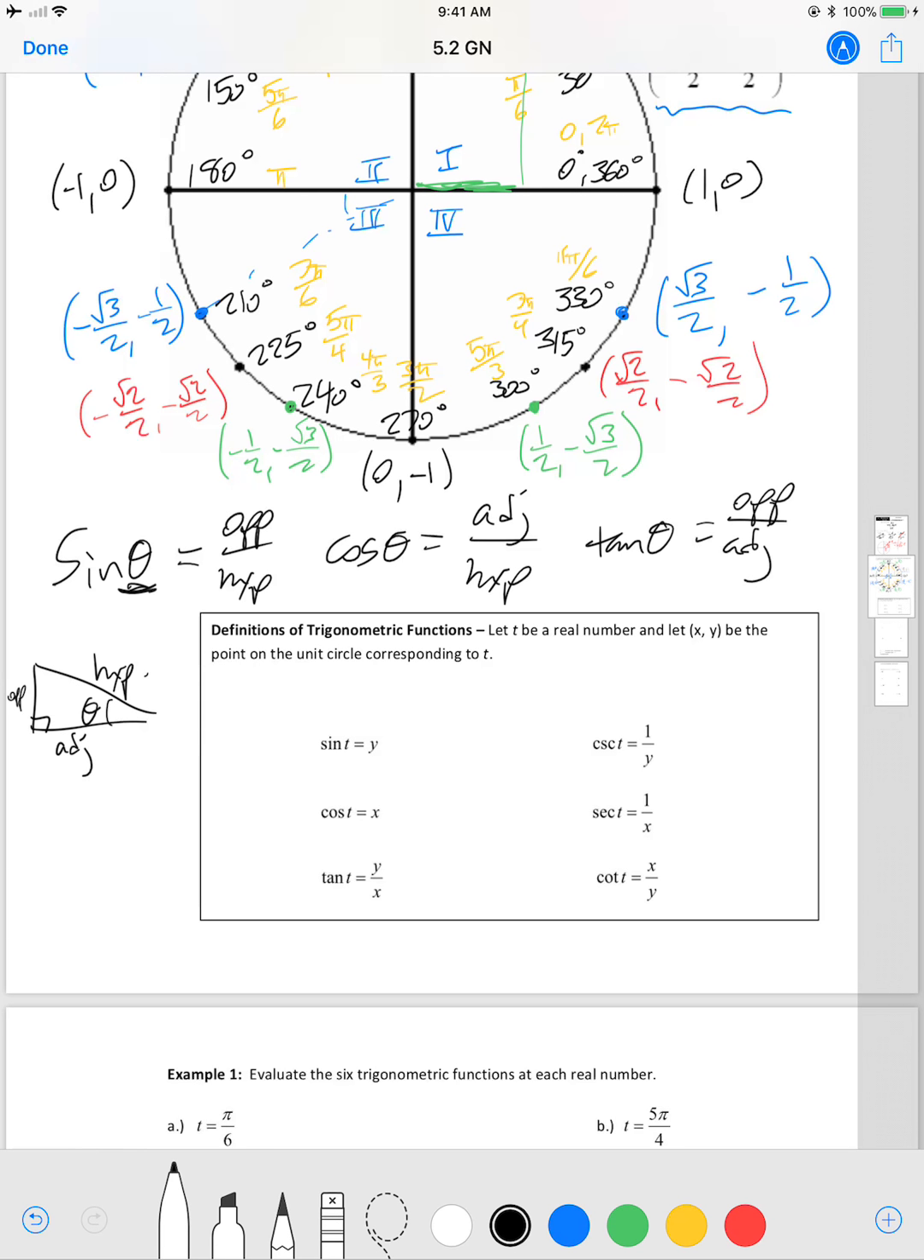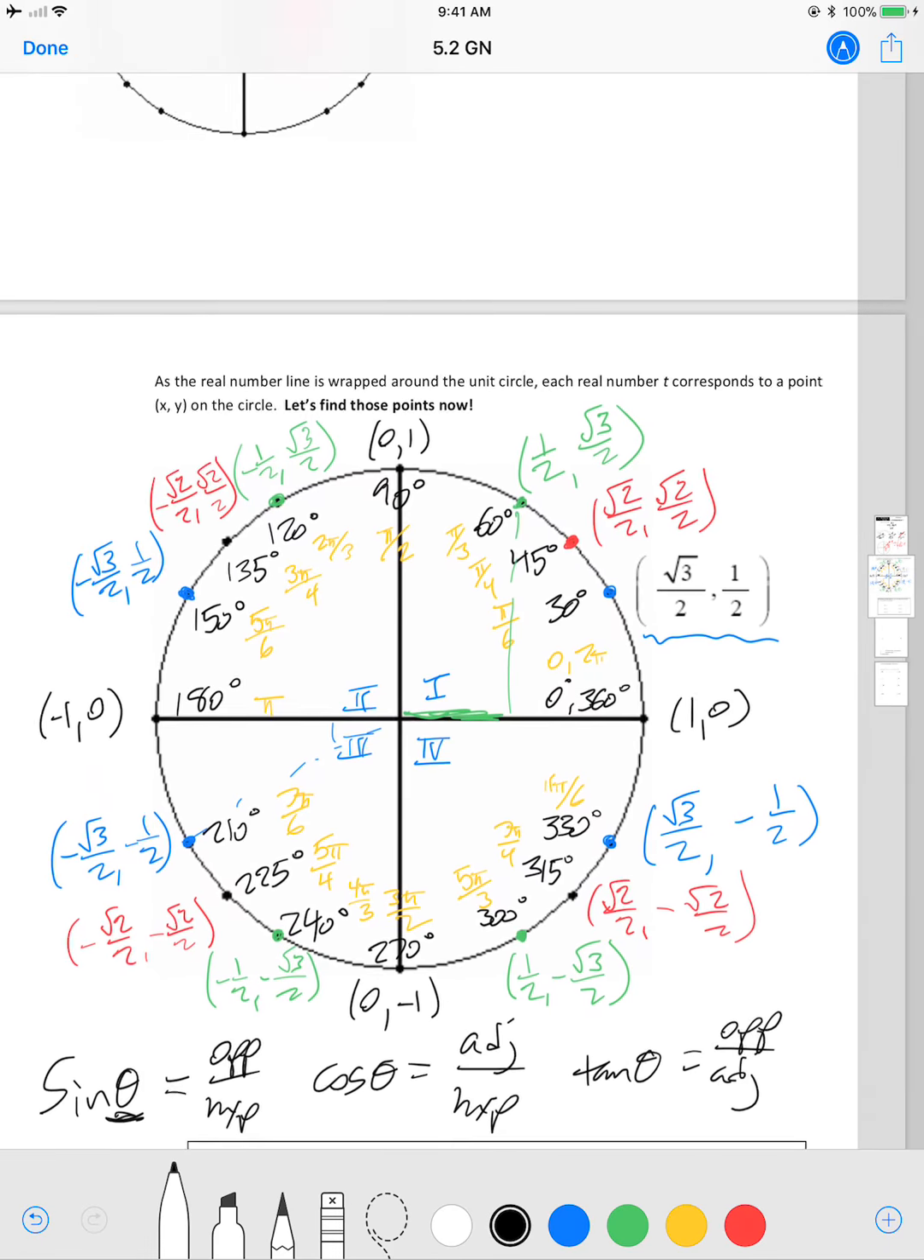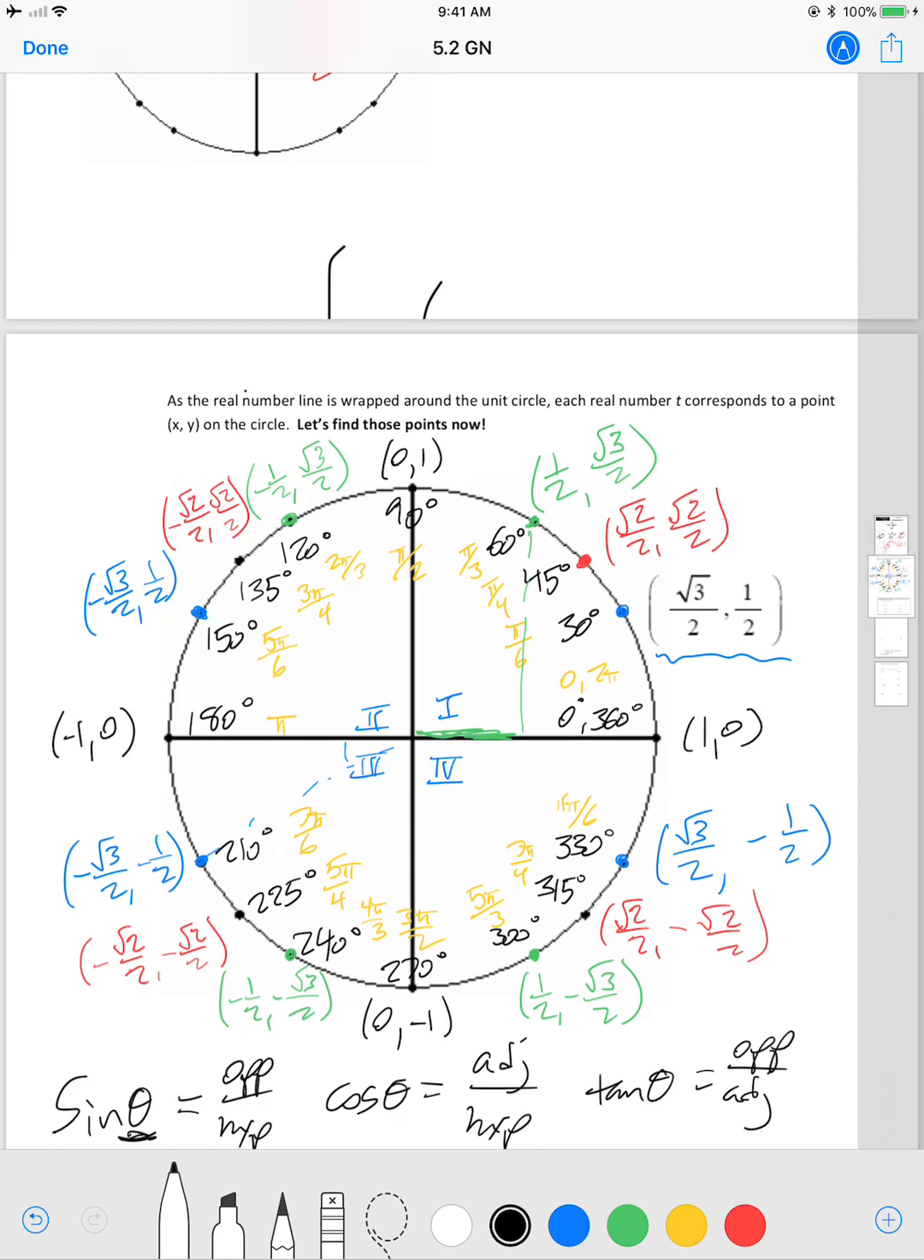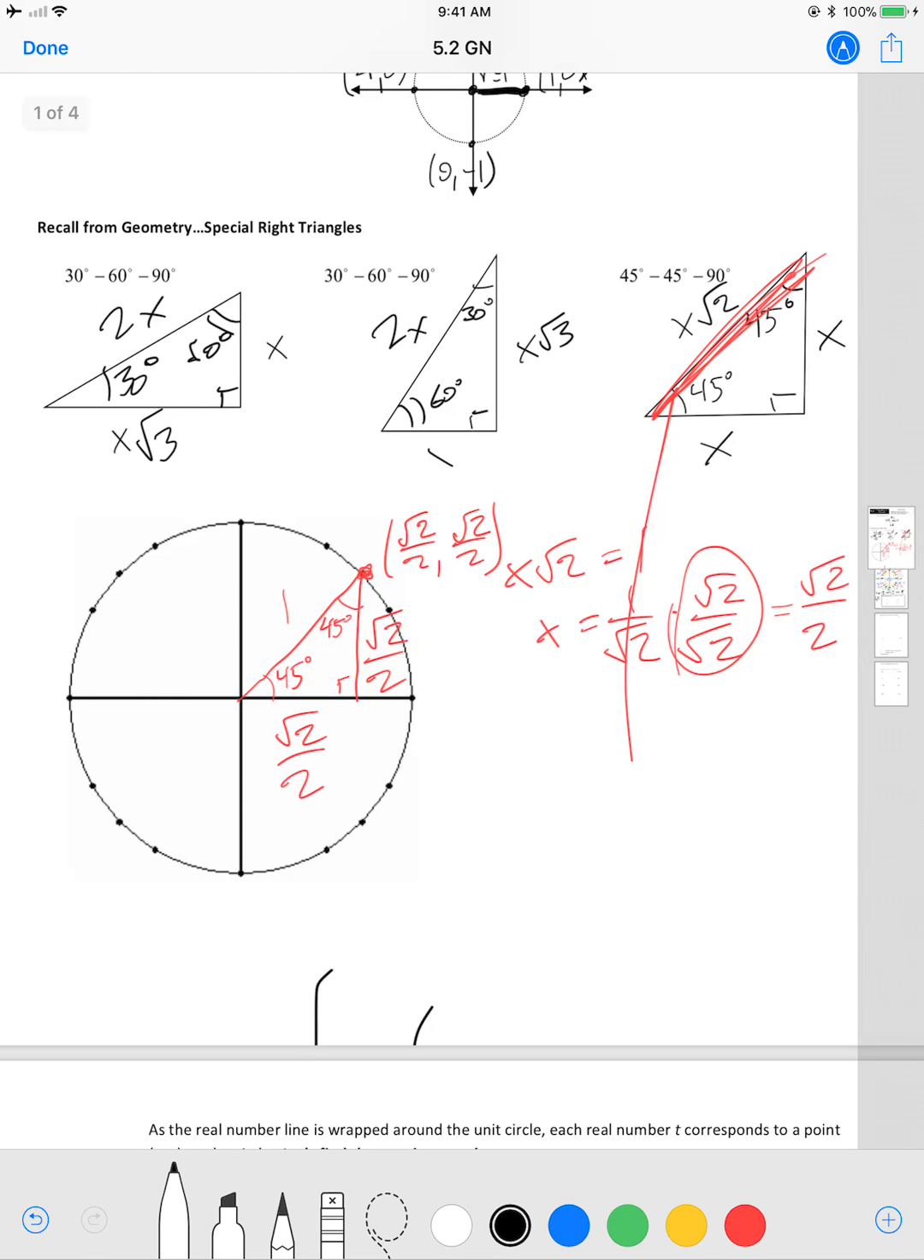So using these definitions, if we want to look at these special right triangles in a unit circle, I'll scroll back up here, if it lets me scroll.